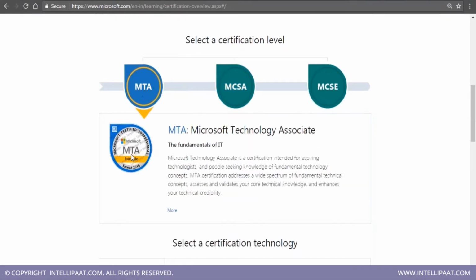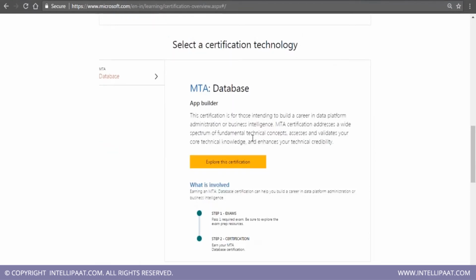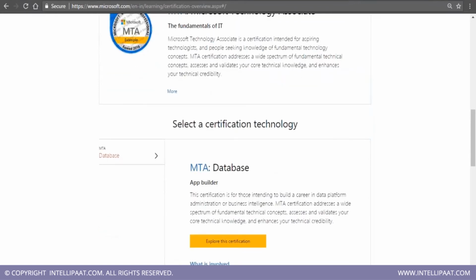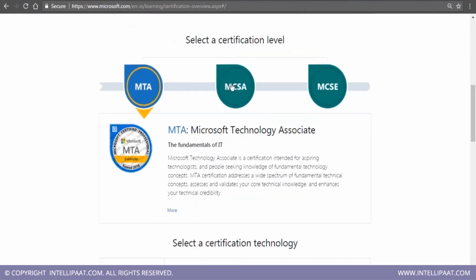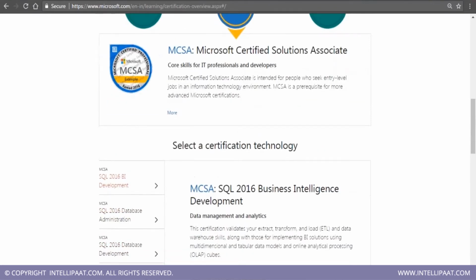For instance, if you look at MTA, there's only the database level certification, a very basic exam on fundamental SQL concepts, very simple to take. These certifications are a little expensive. I think it costs around 10,000 rupees in India. So it does cost a little bit of money. Plan it out, and it's always a good thing to have.